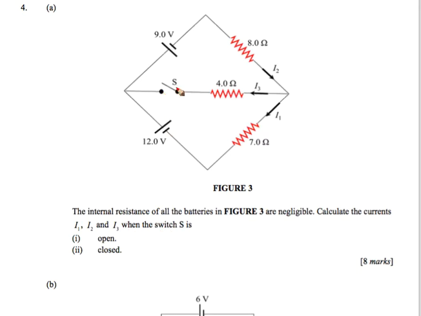So when the switch is open, meaning no current flows, I3 is equal to 0. So meaning you have I2 and I1. So the answer for I3 is equal to 0. So what is the value of I1 and I2?